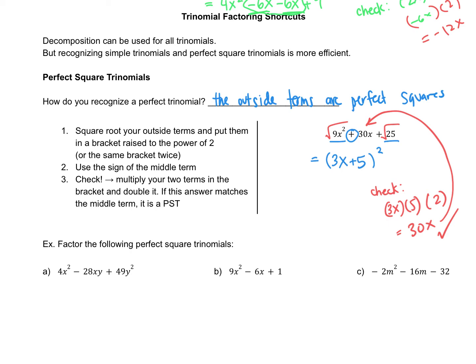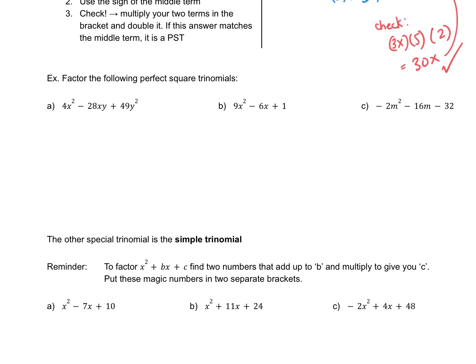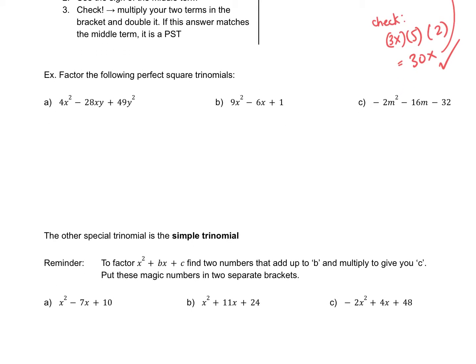All right, let's go to the next one. So 4x squared minus 28xy plus 49y squared. I recognize this as a perfect square trinomial because of the 4x squared and 49y squared. So I'm going to put my bracket to the power of 2. The square root of 4x squared is 2x. The square root of 49y squared is 7y. My middle term is subtraction, so I'm going to put minus.